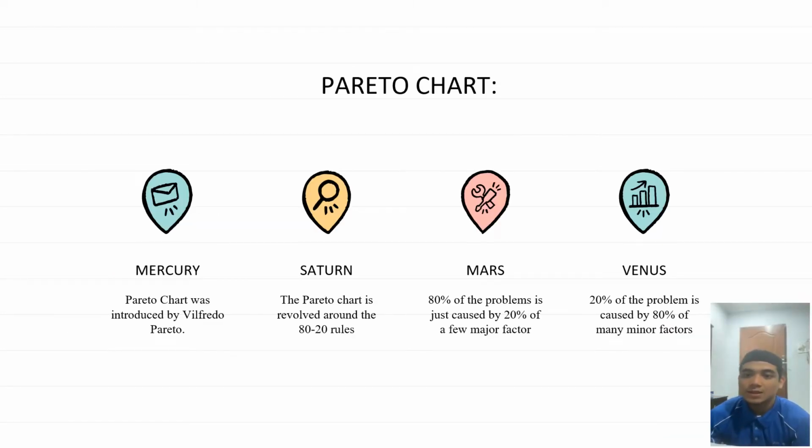Okay, next, Pareto chart. Number one, the Pareto chart was introduced by Vilfredo Pareto. Number two, the Pareto chart revolves around the 80/20 rule. Number three, 80% of the problems are caused by 20% of a few major factors. And number four, 20% of the problems are caused by 80% of many minor factors.